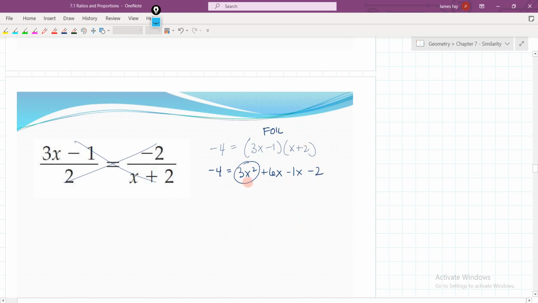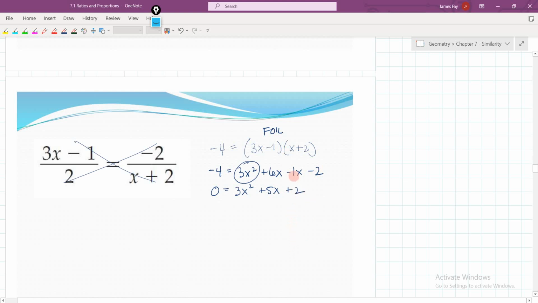Because I have an x squared term, I'm going to try to get everything equal to 0. So I'm going to add 4 to both sides. That'll add to be 5x. If I add 4 to both sides, that's going to give me a positive 2.